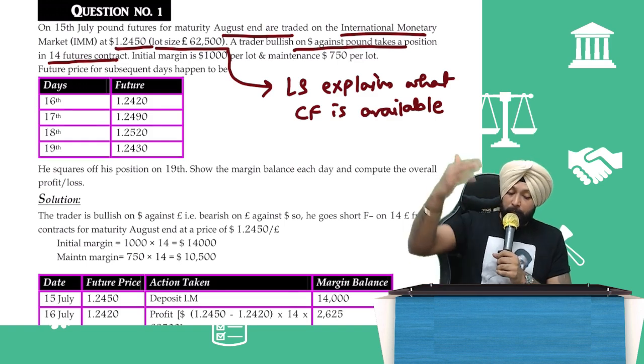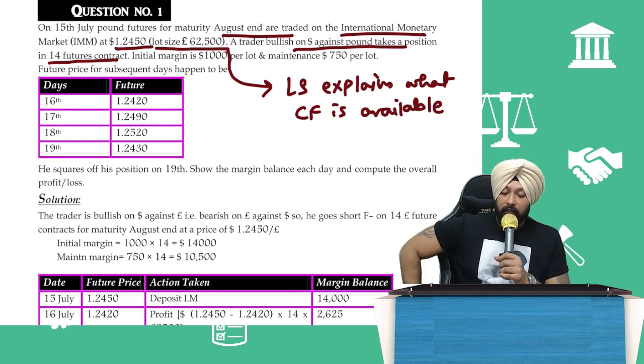So if you compare only the first day and the last day, you entered at 1.2450 in a short position. It comes down to 1.2430. So there is a profit for you. How much is your profit? 1.2450 minus 1.2430 into number of lots, 14, into lot size 62,500.